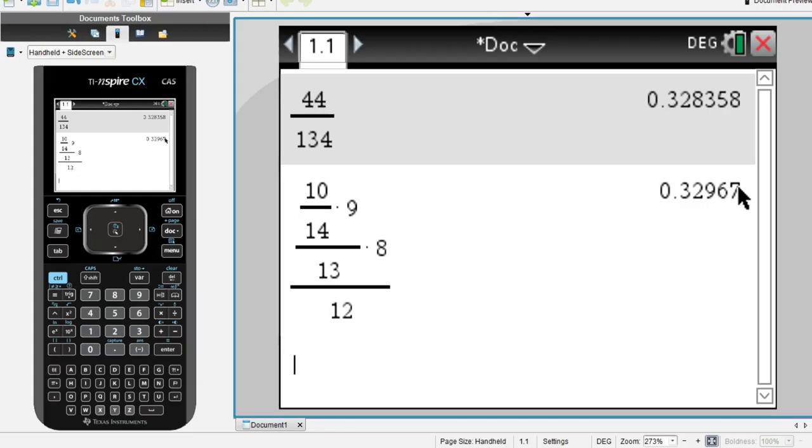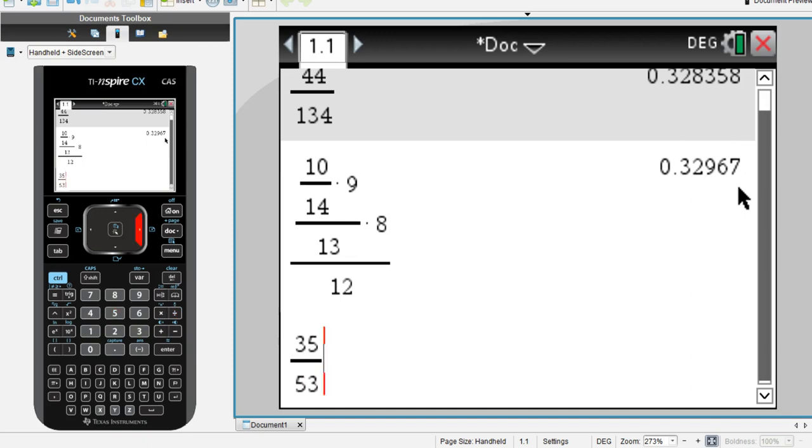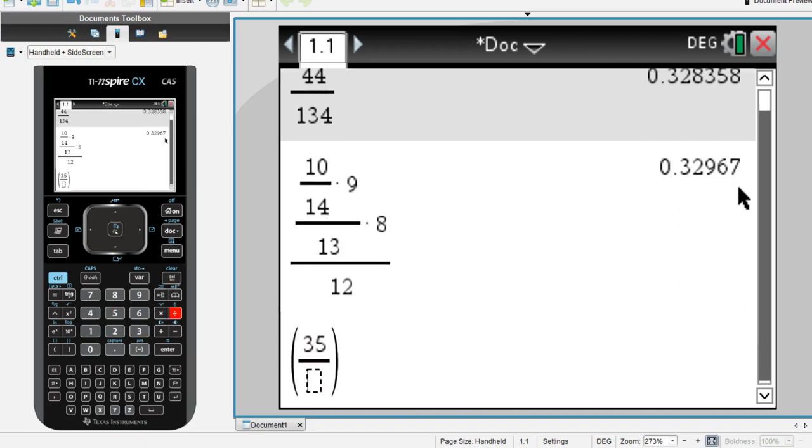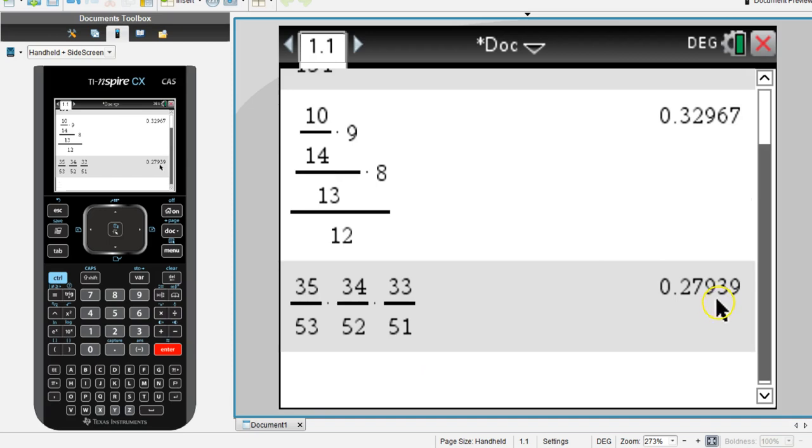So 35 over 53 times 34 over 52 times 33 over 51. 0.279.